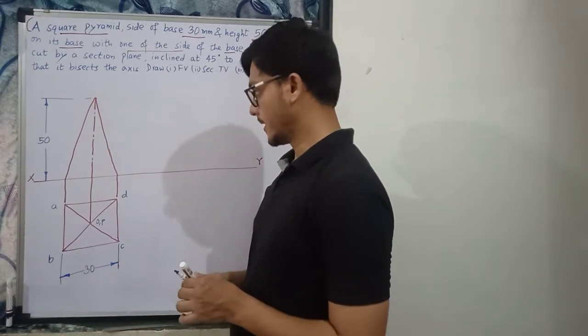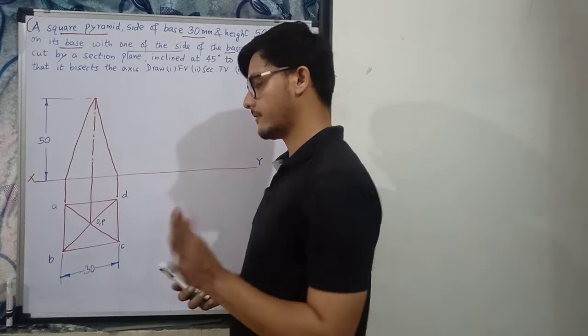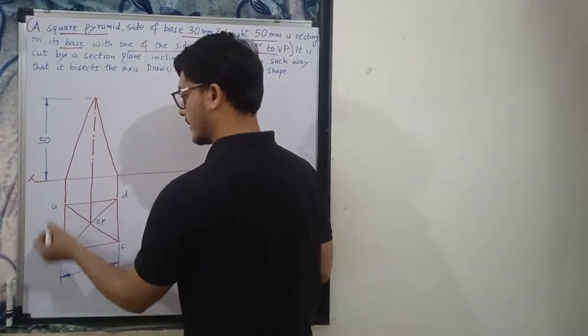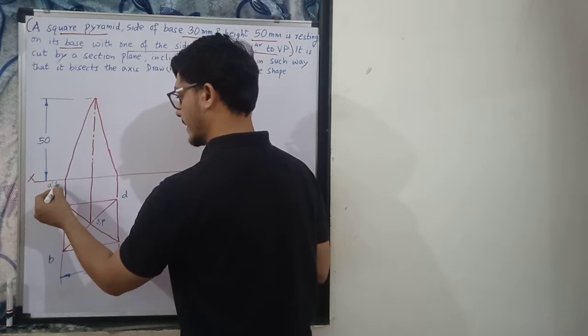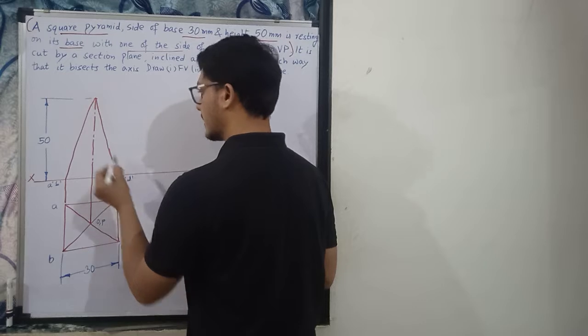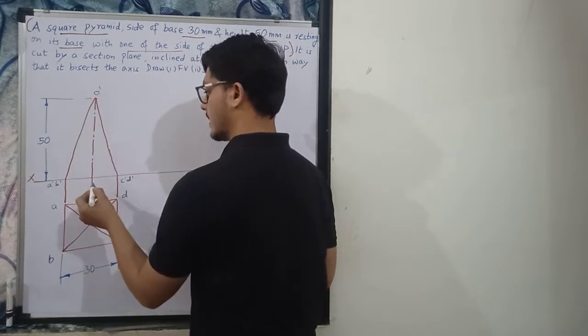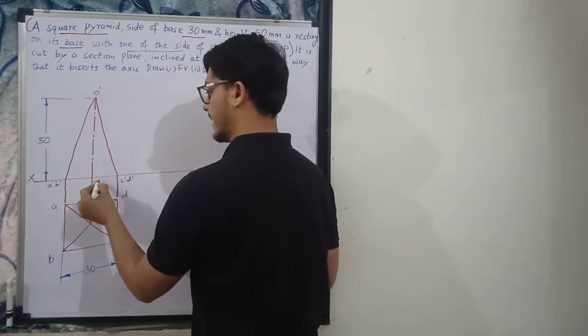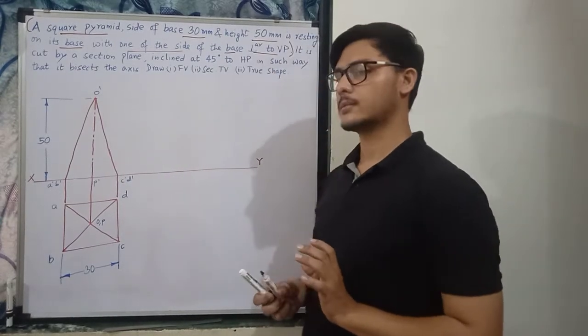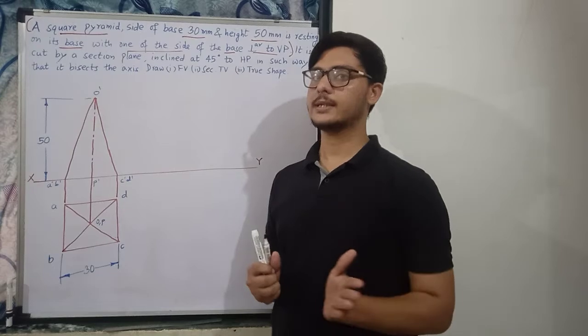So we are done with the initial part. We have kept everything light. We have to give numbering here. This is A and B, so this will be a dash, comma b dash. This will be c dash, comma d dash. This will be o dash, and this is the axis. See, I have kept everything light. It will be made dark only after the section is cut.